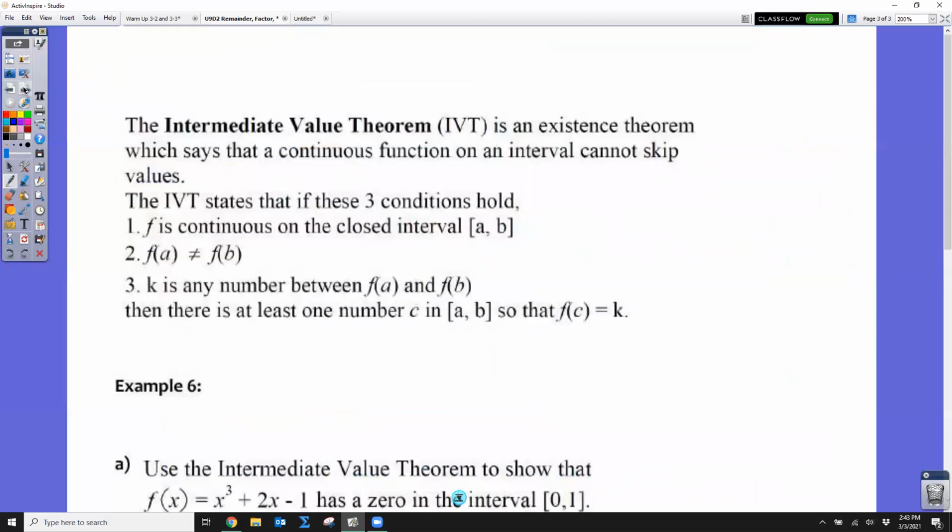All right, so the last thing is we did what's called the intermediate value theorem. The intermediate value theorem is an existence theorem that talks about a continuous function not being able to, on an interval, skip values. So for the intermediate value theorem, there are 3 conditions, 3 criteria, if you will, that you need to prove. And once you have those 3 conditions met, then you can say there's at least one number c in some interval such that f of c equals k.